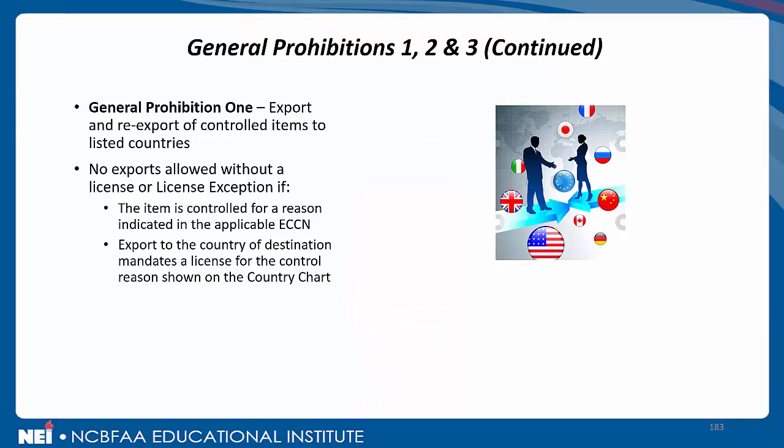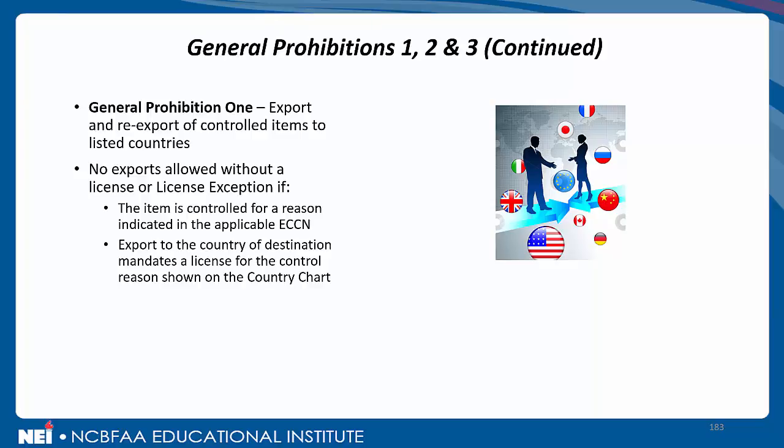General Prohibition 1, pretty basic. The export and re-export of controlled items to listed countries. So we're talking about controlled items that show up on the Commerce Control List with a corresponding ECCN, with controls in place to specific listed countries, which we'll also be discussing further down the road.